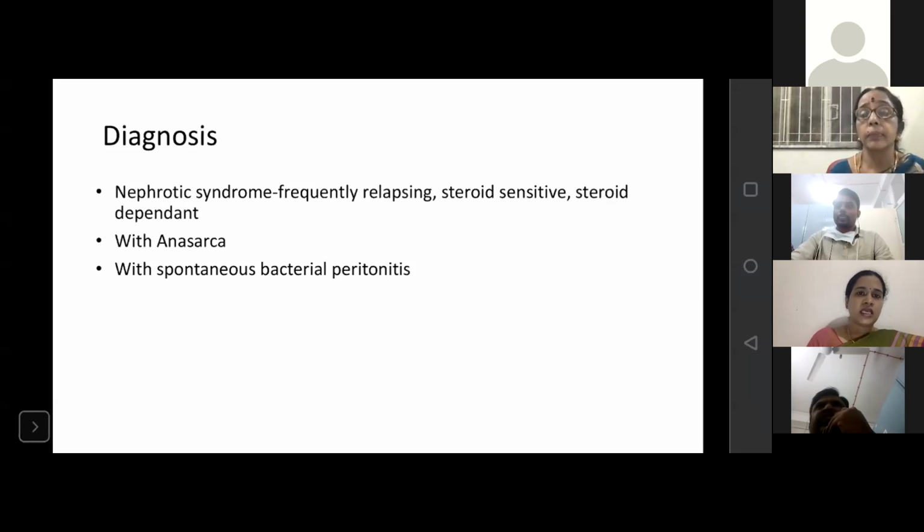So in the investigations, we were thinking of conditions with low C3. Madam was repeatedly asking about low complement levels. So why do you think so? If there is a low complement level, what would be your diagnostic considerations?